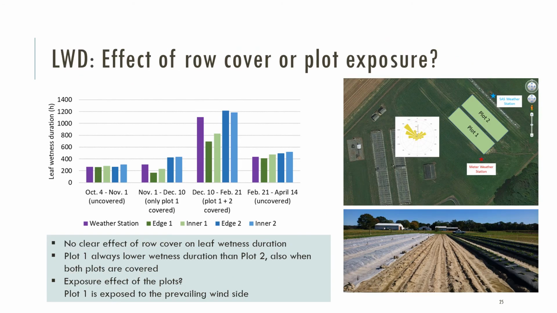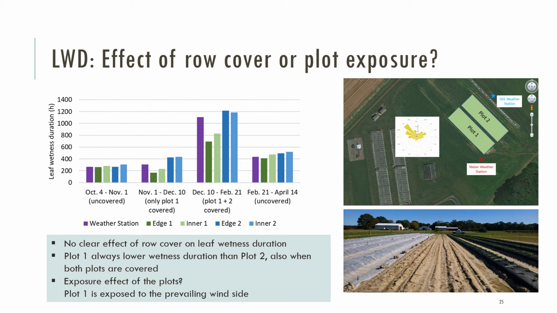This is the leaf wetness duration at Y, our third site for those trials. The Y is special because we have two identical plots, as I mentioned before, one covered during fall and the other one not covered during fall. Both plots received the cover for frost protection during winter.